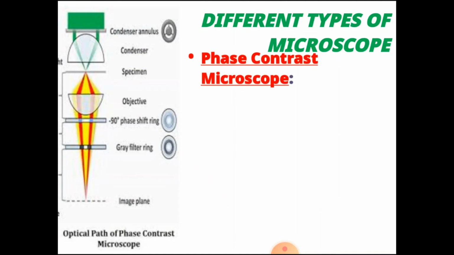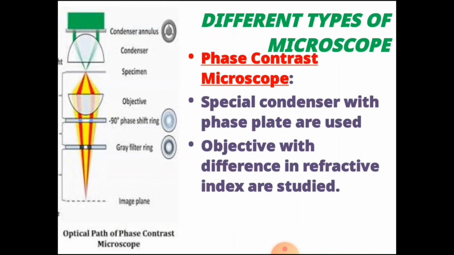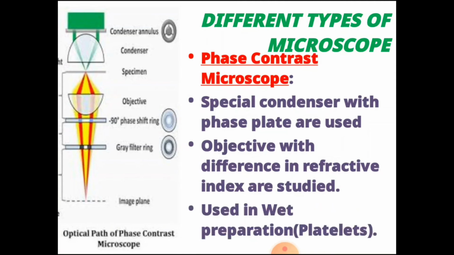Phase contrast microscope. A special condenser is used with a phase plate. Objects with differences in refractive index are studied. It is used in wet preparations, such as to view platelets.